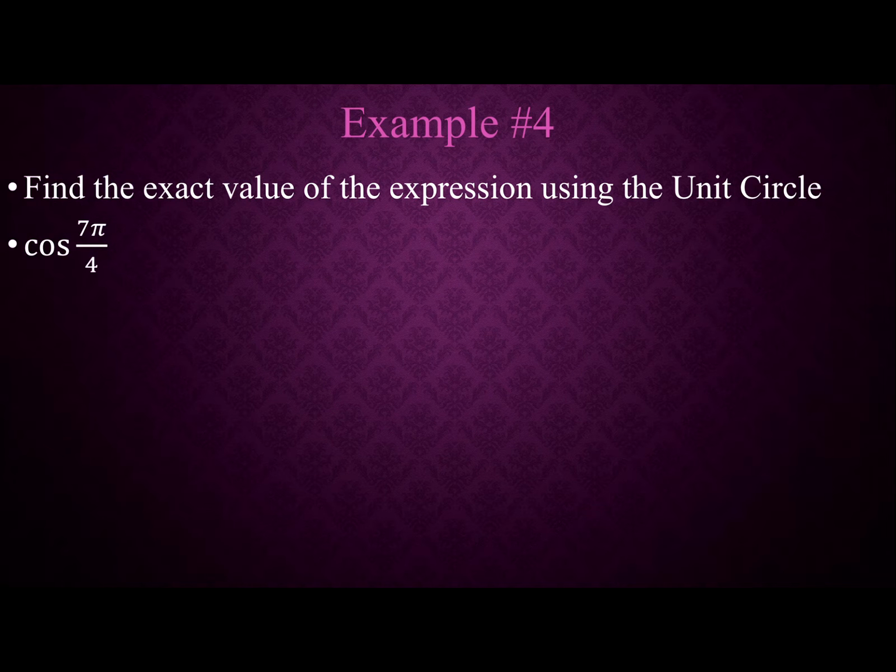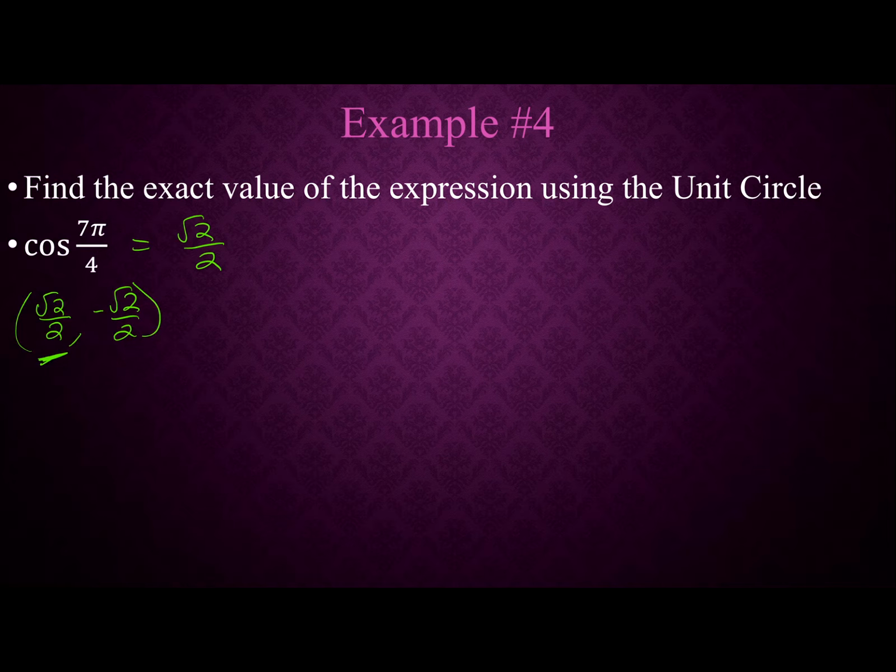Cosine of 7 pi over 4, recognizing that's also in quadrant 4. The x value at 7 pi over 4 is root 2 over 2. The y is negative root 2 over 2. But again, we only want the x value for cosine, so just root 2 over 2. And that's it. So again, those are the straightforward ones.